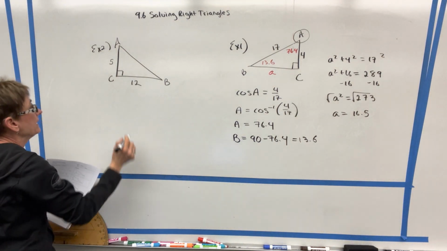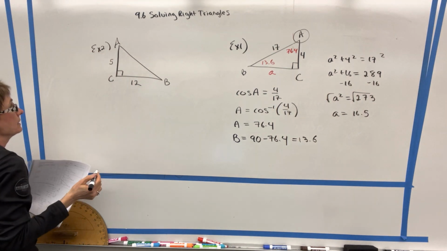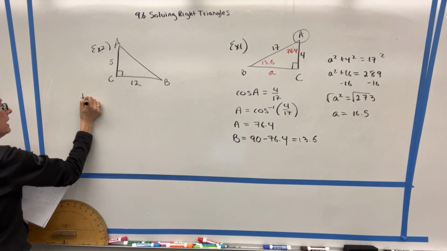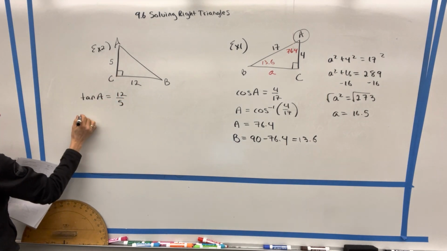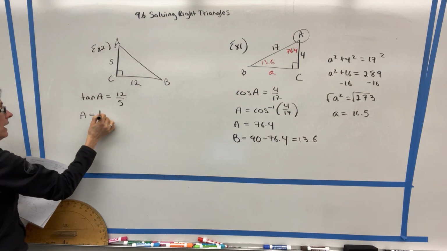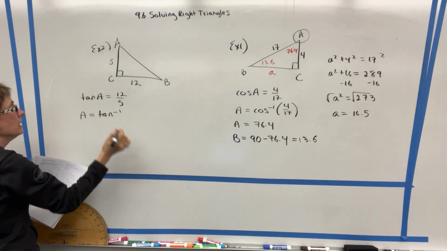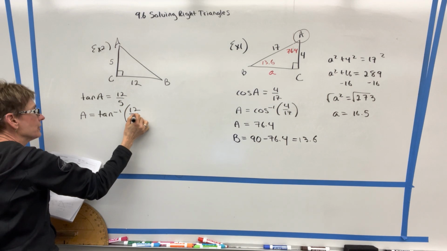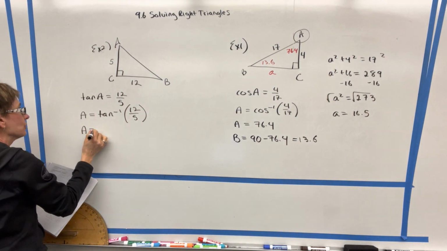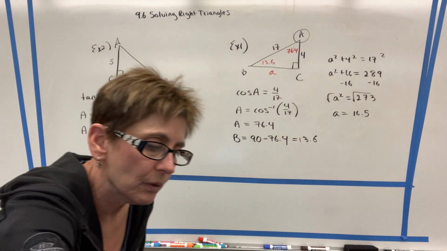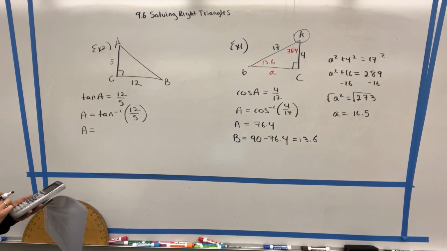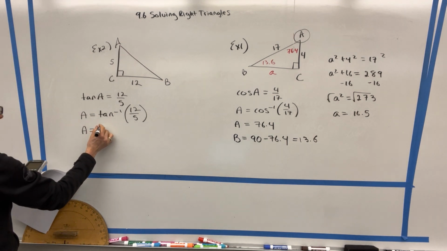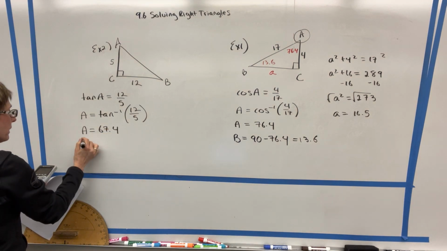Now, if I look at A, I can see I have an opposite and an adjacent. So I want to say that the tangent of A is 12 over 5. And if I'm trying to find the actual angle, I know I have to use the inverse button. So I would say the tangent inverse of 12 over 5 would give me the actual angle. So on my calculator, I'm going to hit second tangent, and then in parentheses, put 12 divided by 5, end my parentheses, and I'm going to get that A is 67.4.